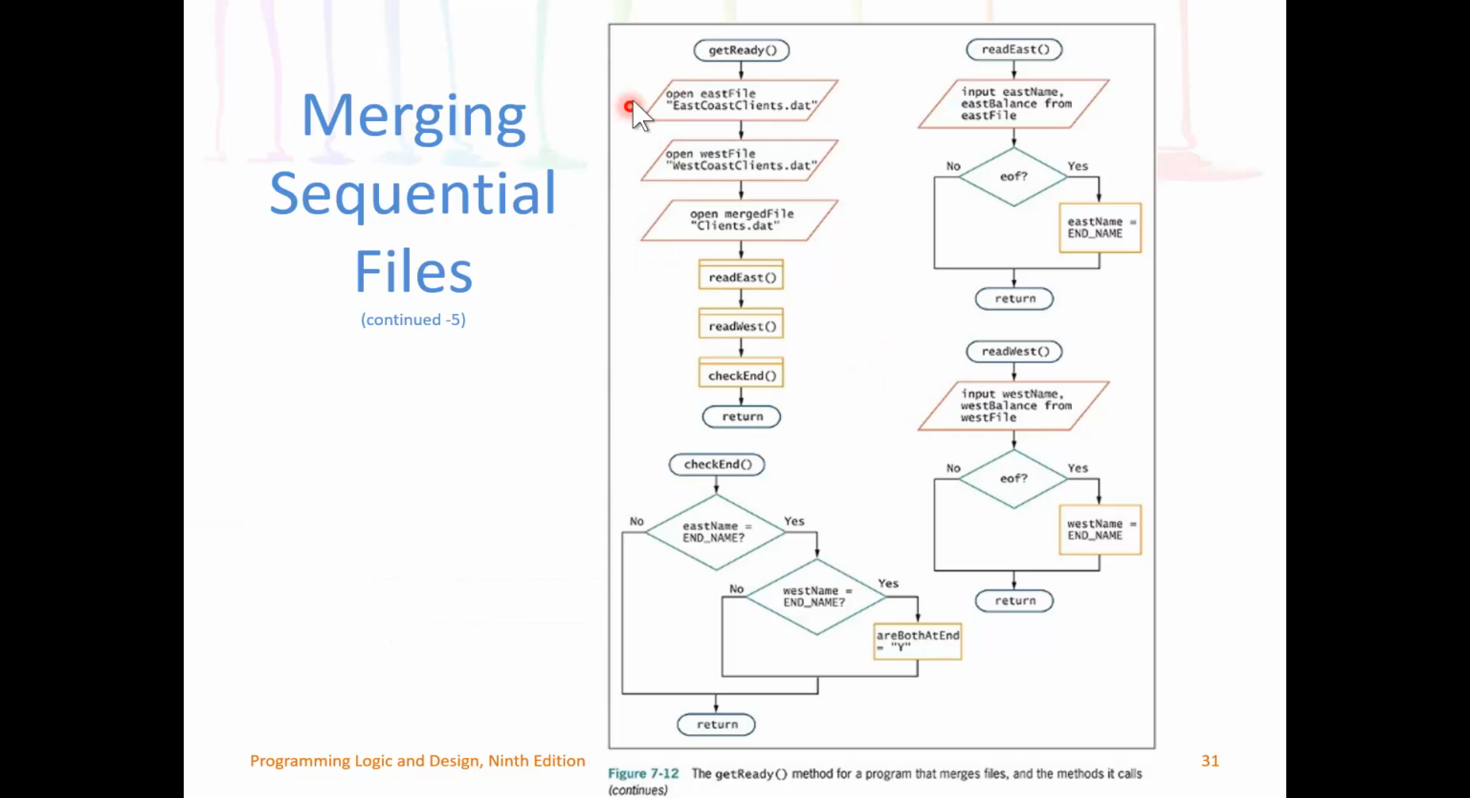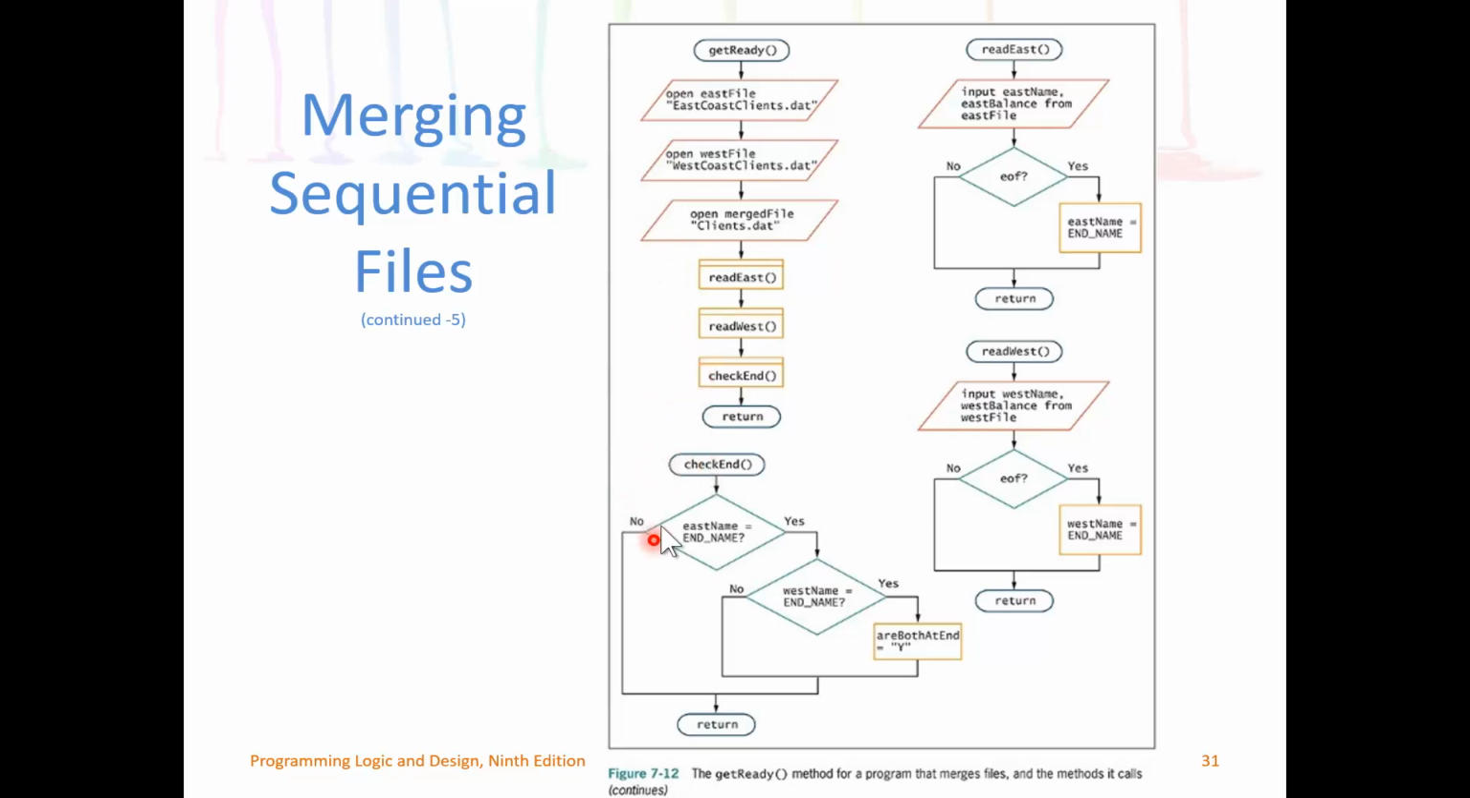So what do we have to do to get ready? We have to open our files, our 2 input files and our output file. We have to read a record from the East file. We have to read a record from the West file. And it could be, that's it, we're done. There could have been no records in either file, so we need to check for end.